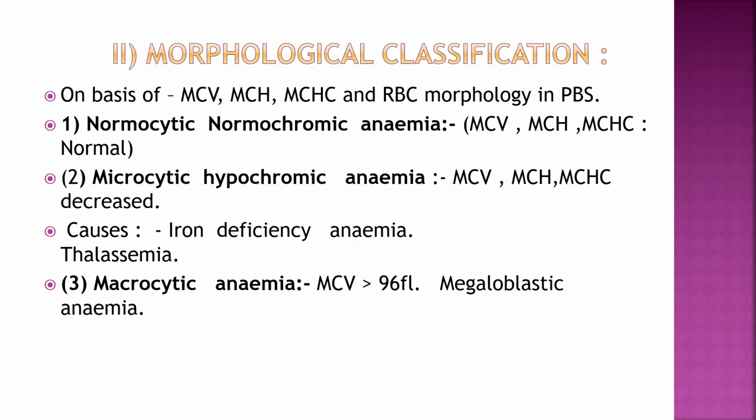The third type is macrocytic anemia, when the MCV is more than 96 femtoliter and the RBCs increase in size in the peripheral blood smear. The conditions are megaloblastic anemia, pernicious anemia, and hemolytic anemia is also one condition.